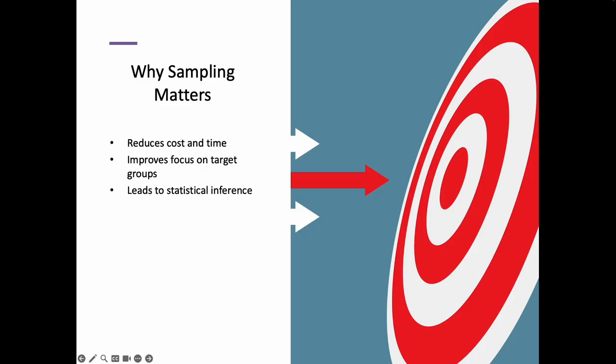Lastly, and most importantly, sampling enables statistical inference. By carefully selecting a representative sample, we can draw conclusions and make generalizations about the larger population with a certain degree of confidence.